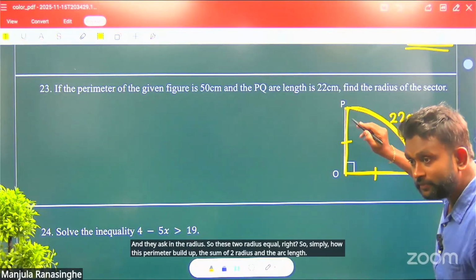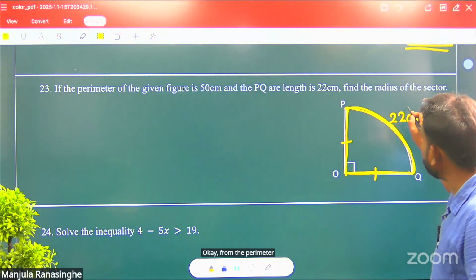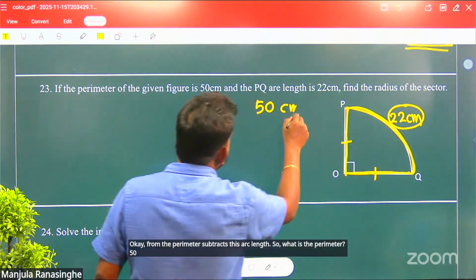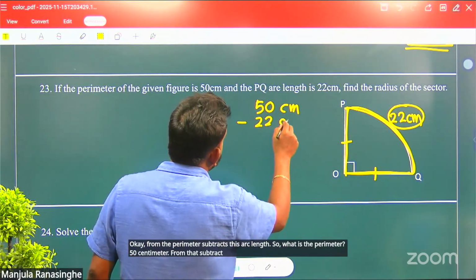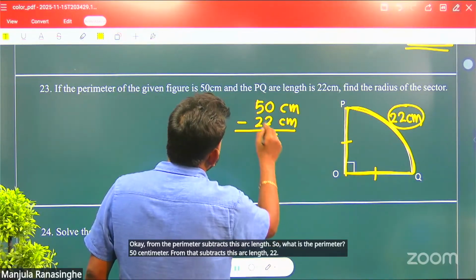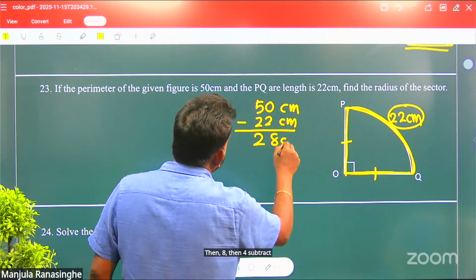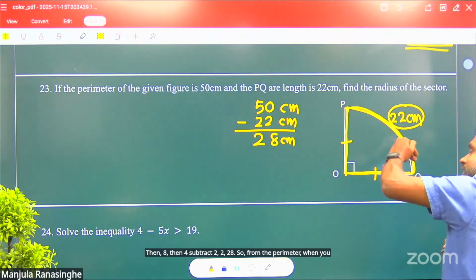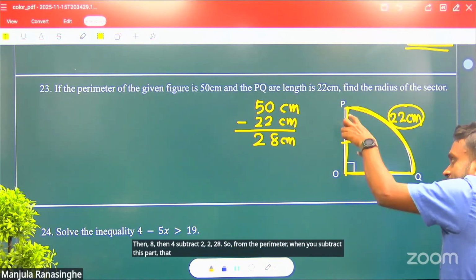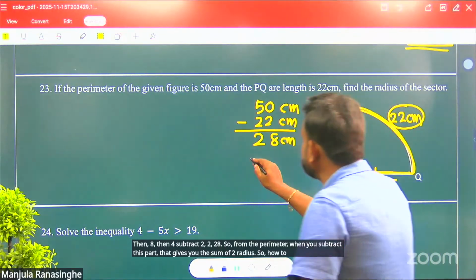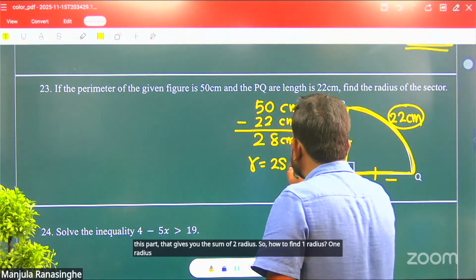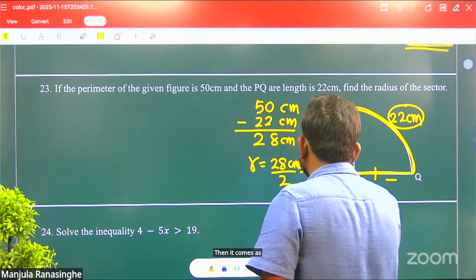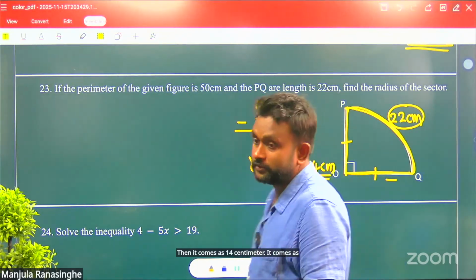From the perimeter, subtract this arc length. The perimeter is 50 centimeters. From that subtract this arc length 22, then 50 minus 22 is 28. So when you subtract this part from the perimeter, that gives you the sum of two radii. So how to find one radius? One radius equals 28 divided by 2, which comes as 14 centimeters. That's question 23.